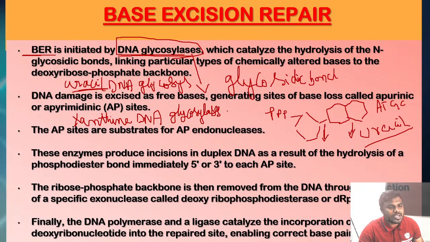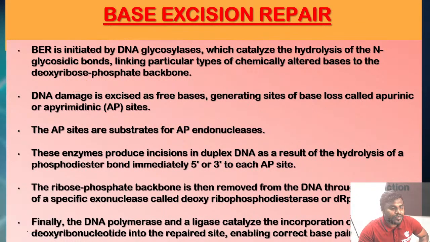Uracil DNA glycosylase is used when uracil is introduced. Xanthine DNA glycosylase comes into the picture whenever xanthine is introduced. Very, very simple point. So what I would like to conclude: whenever an unnatural base is introduced in our DNA, to remove that unwanted or unnatural base, we are using the DNA glycosylase enzyme. This is the first and major enzyme.